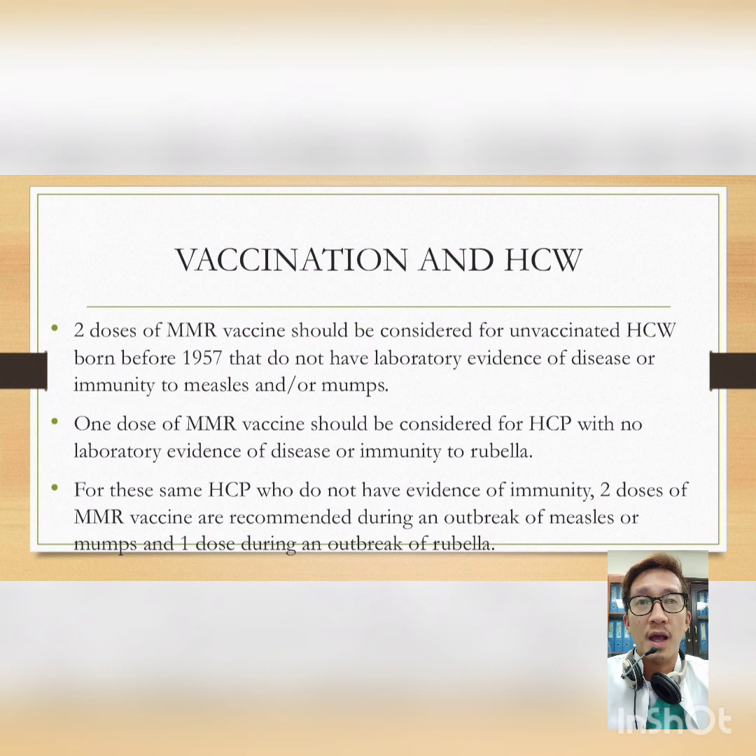2 doses of MMR vaccine should be considered for unvaccinated healthcare workers born before 1957 that do not have laboratory evidence of disease or immunity to measles and/or mumps. 1 dose of MMR vaccine should be considered for healthcare practitioners or professionals with no laboratory evidence of disease or immunity to rubella. For these same healthcare professionals who do not have evidence of immunity, 2 doses of MMR vaccine are recommended during an outbreak of measles or mumps, and 1 dose during an outbreak of rubella.